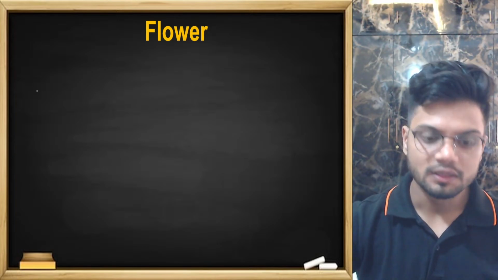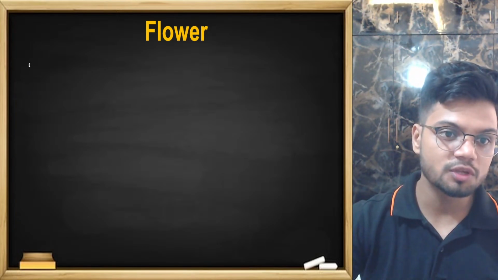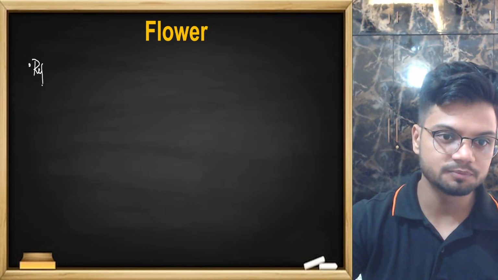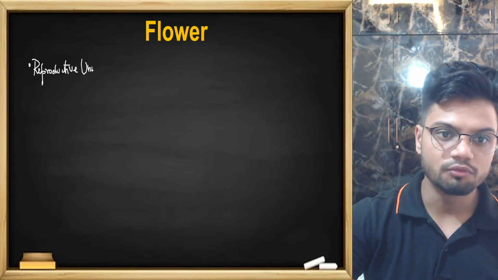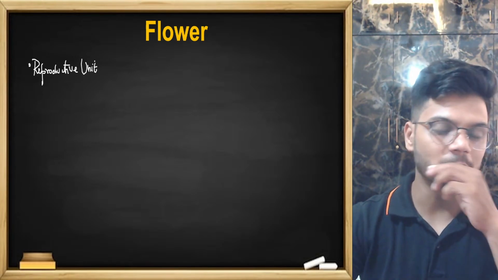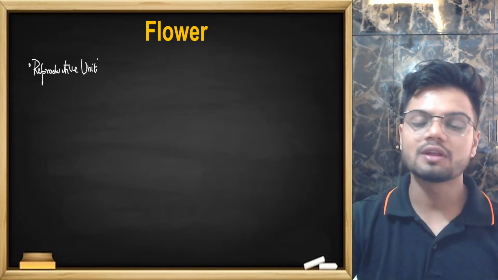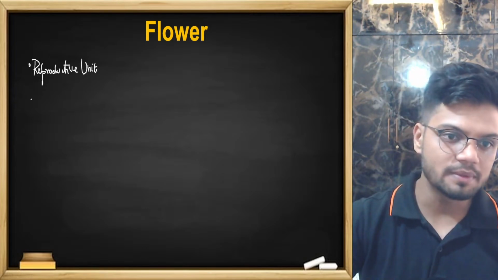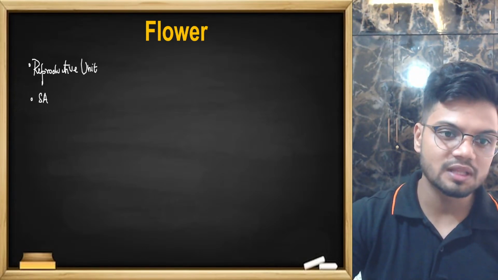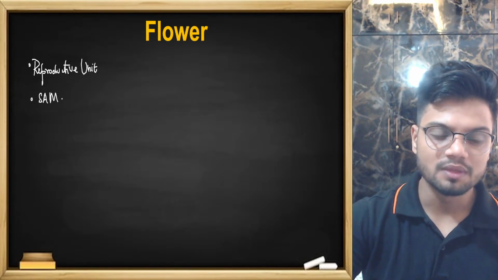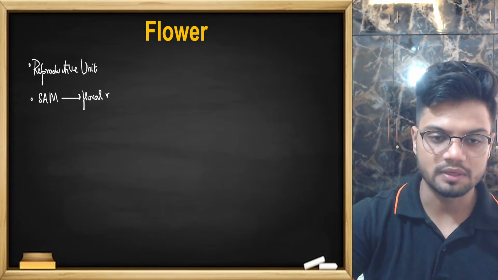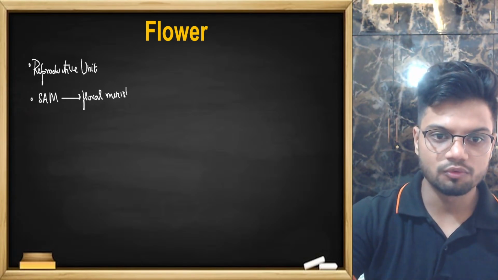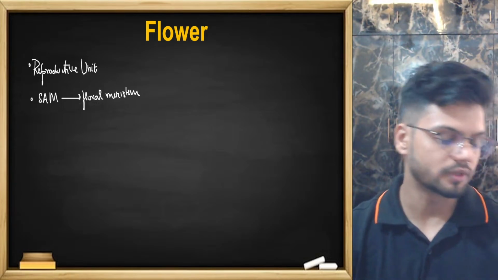Then what is a flower? The flower becomes the reproductive organ, the reproductive unit. Like how your leaf is photosynthetic, the flower is the reproductive unit. And what is happening here, students? We know from the previous slide, the shoot apical meristem gets converted to floral meristem here. Floral meristem. All of you should know that.